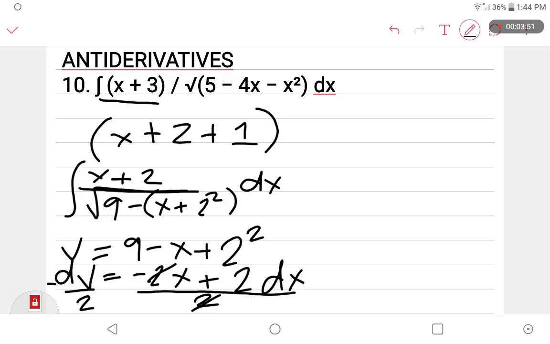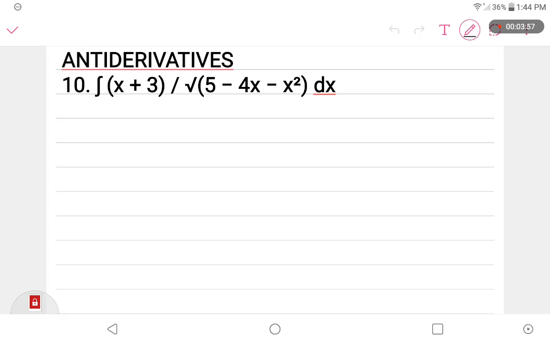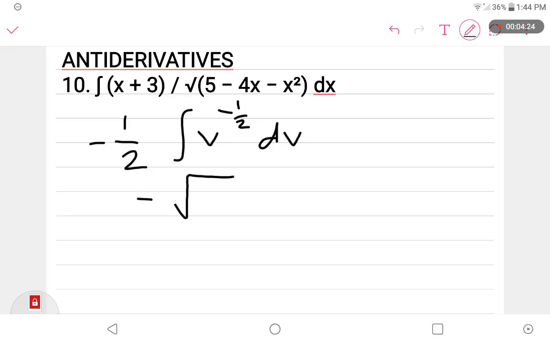We can now substitute this back into our integral. So this integral becomes negative 1/2 times the integral of v raised to negative 1/2 dv. Applying the power rule, this simplifies down to negative square root of v, or negative square root of 5 minus 4x minus x².